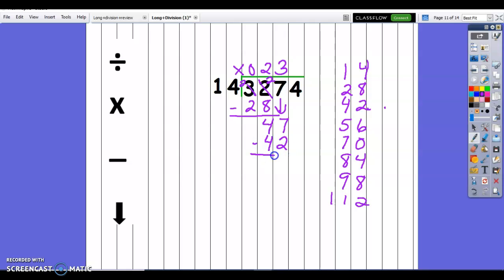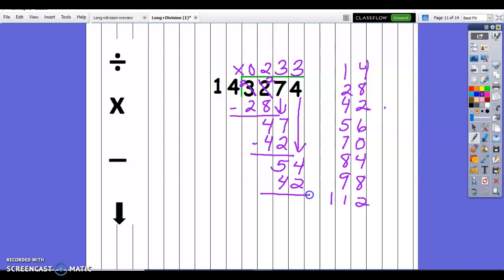You subtract. 47 minus 42, 7 minus 2 is 5. You bring down your 4, and you have 54. Now you're looking here. 14 divides into 54. Again, that is a 3. 3 times 14 is 42.